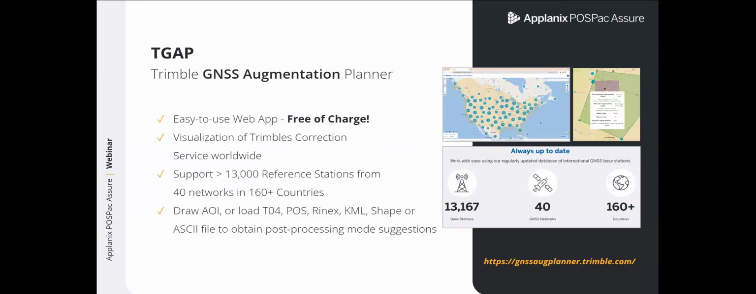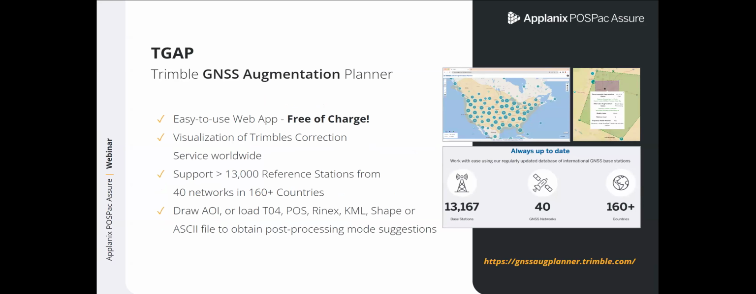And another side note about our Trimble GNSS Augmentation Planner. So this is a free of charge web application which visualizes all of the Trimble correction services that we support worldwide. So we have support of more than 30,000 reference stations from 40 networks in 160 plus countries. And it's a very easy tool.